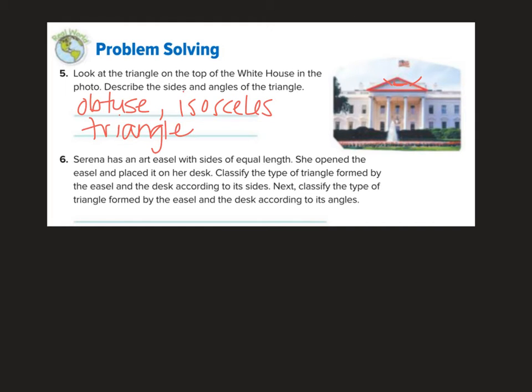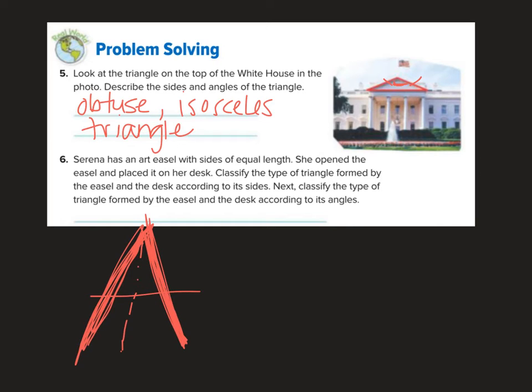Okay. Serena has an art easel with sides of equal length. An art easel kind of looks like this. So this is the same size as this, and then there's one piece that goes out the back. She opened the easel and placed it on her desk.